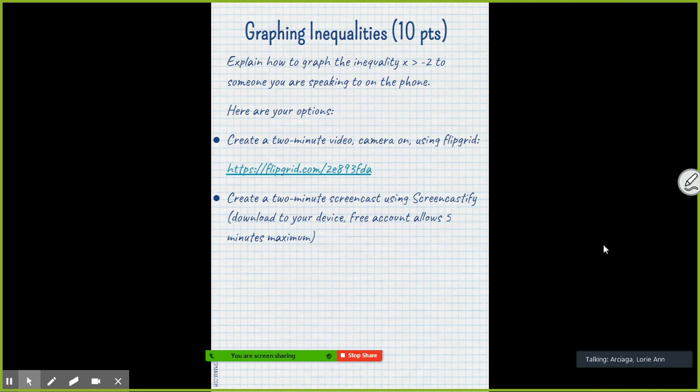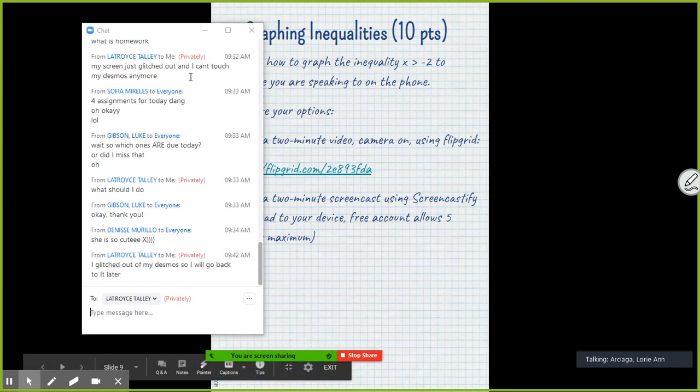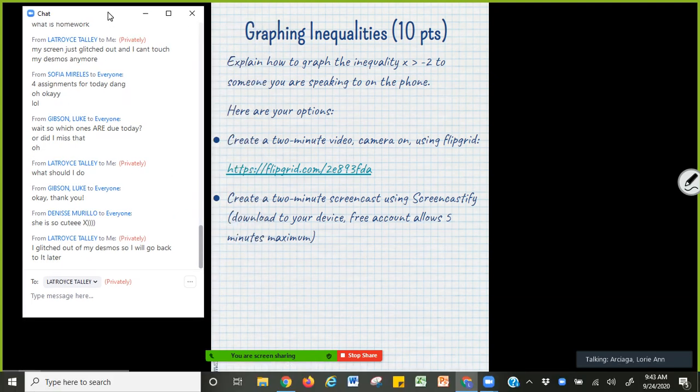Okay, so we also do have another homework here, but this will be on your Padlet next Monday that we meet, and that's like so long ago from now, so you don't have to panic about it. But I'm just letting you know in advance so you can plan ahead of time. You will explain how to graph the inequality x is greater than -2 to someone you are speaking to on the phone. And to submit your work, you have two options: either create a 2-minute video. I have already created the activity page on Flipgrid, so you can have time to watch some YouTube videos on how to do that as well.